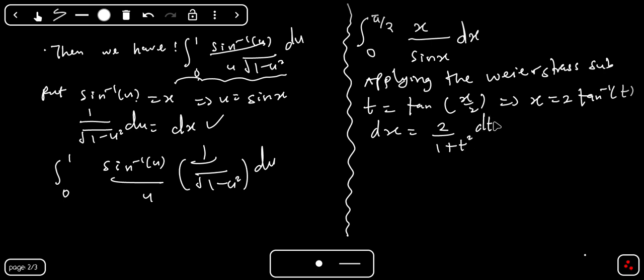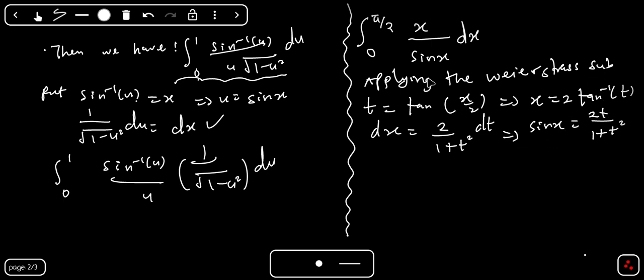If you differentiate arctan of t, we are going to have 1 over 1 plus t squared dt. So if t is equal to tan of x over 2, then sine x will be 2t over 1 plus t squared. So sine x is equal to 2t over 1 plus t squared. That is what we are going to have there. Okay, let's move on.